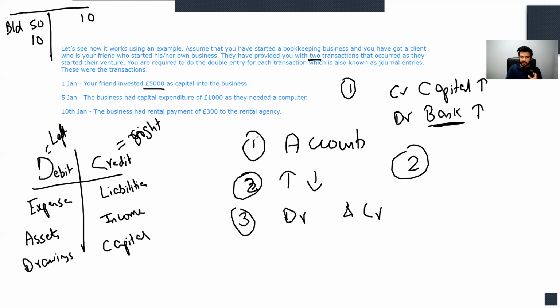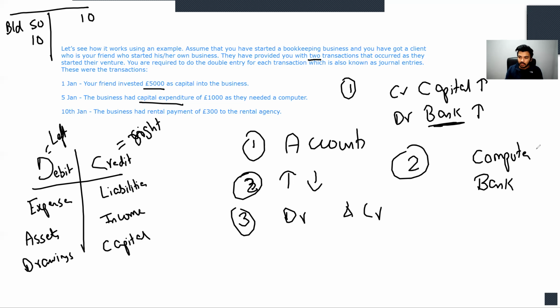The second transaction is that the business had capital expenditure of 1,000 as they needed a computer. So 2 accounts. This is pretty much similar to what we did before, but now you have computer as a new account. Then you have bank as another account because money is going out of the bank. Although it's not stated here, in some cases you have to use logic rather than taking everything word by word.